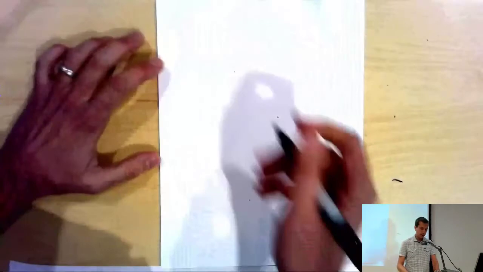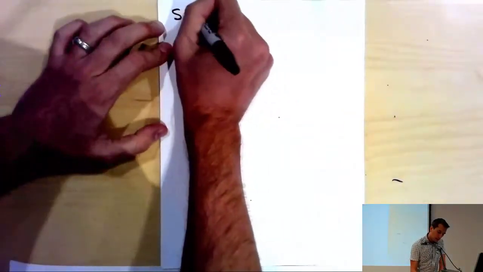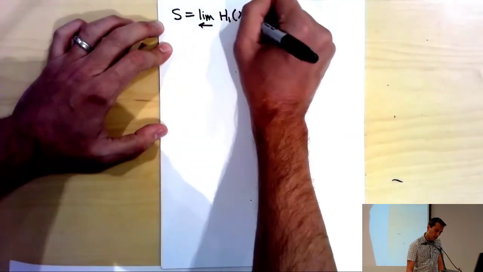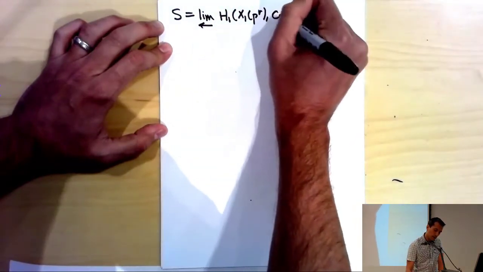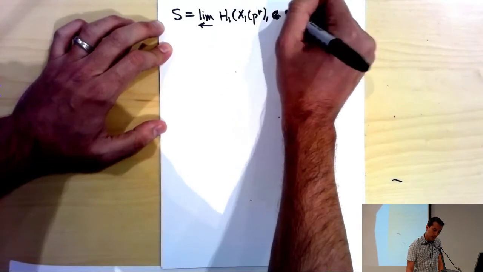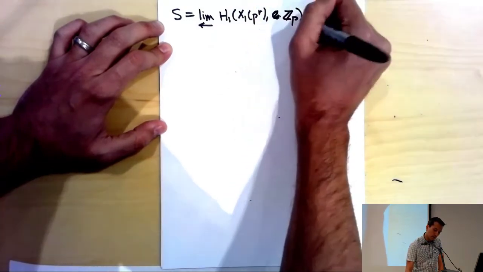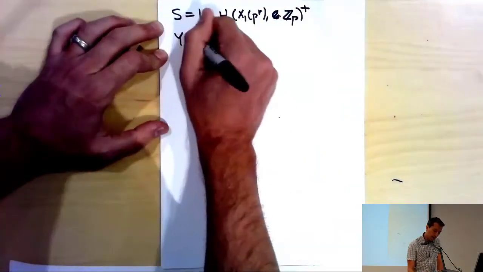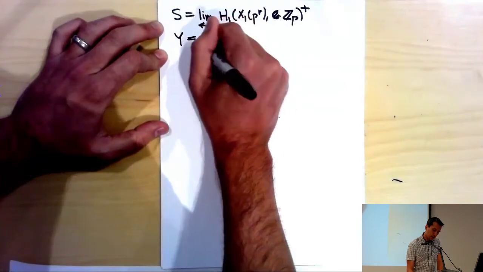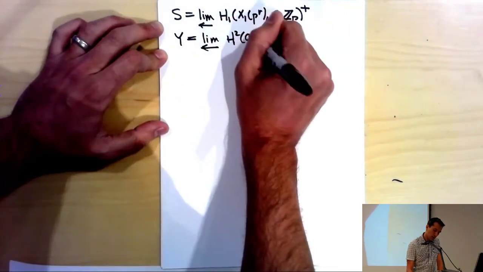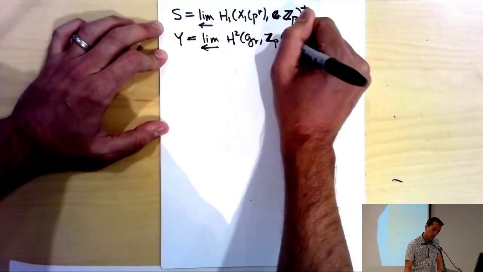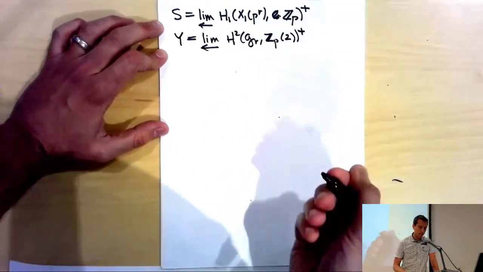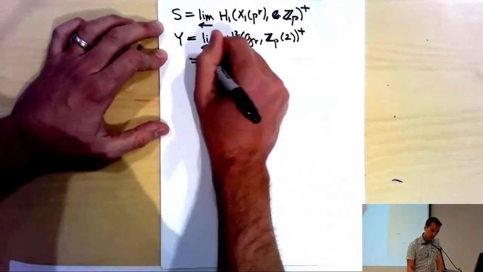So in other words, here, S is the inverse limit of the, we could take ordinary parts or not, but I guess since I don't need it, I won't. No cusps, sorry. And Y is the inverse limit of these H2 groups of the G_Q,Z_p 2 plus. But remember that was what we called Iwasawa cohomology.